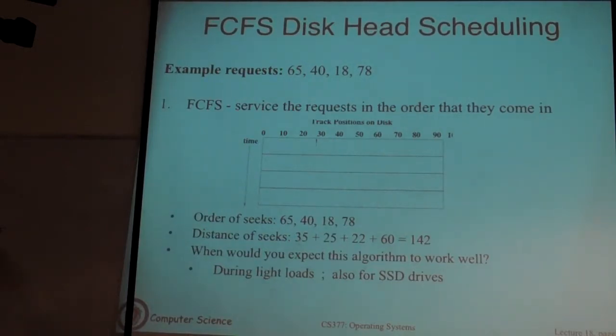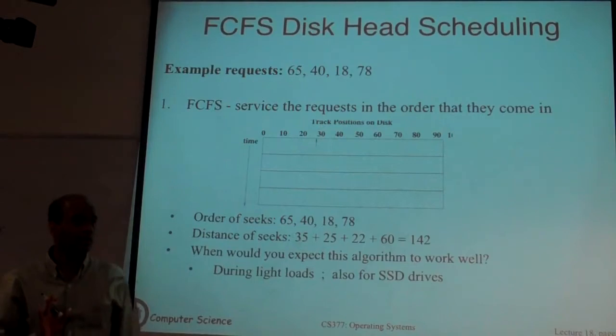And then you are going to go back to track 40, and then continue to track 18, then make a long outward seek to track 78. So you are just moving the disk head back and forth. Is that clear?